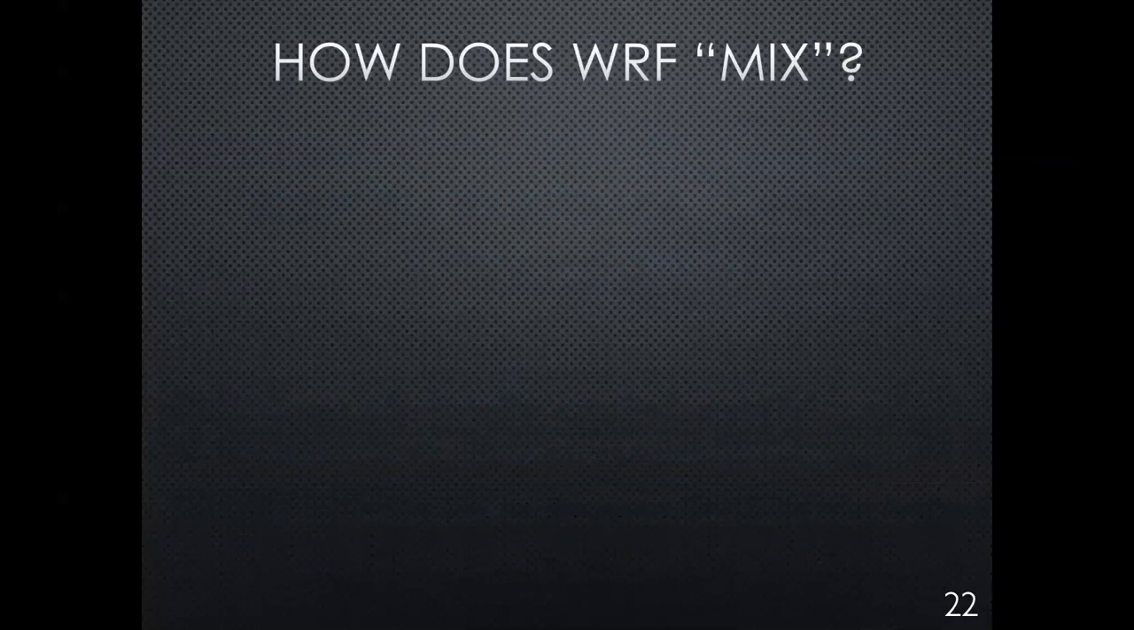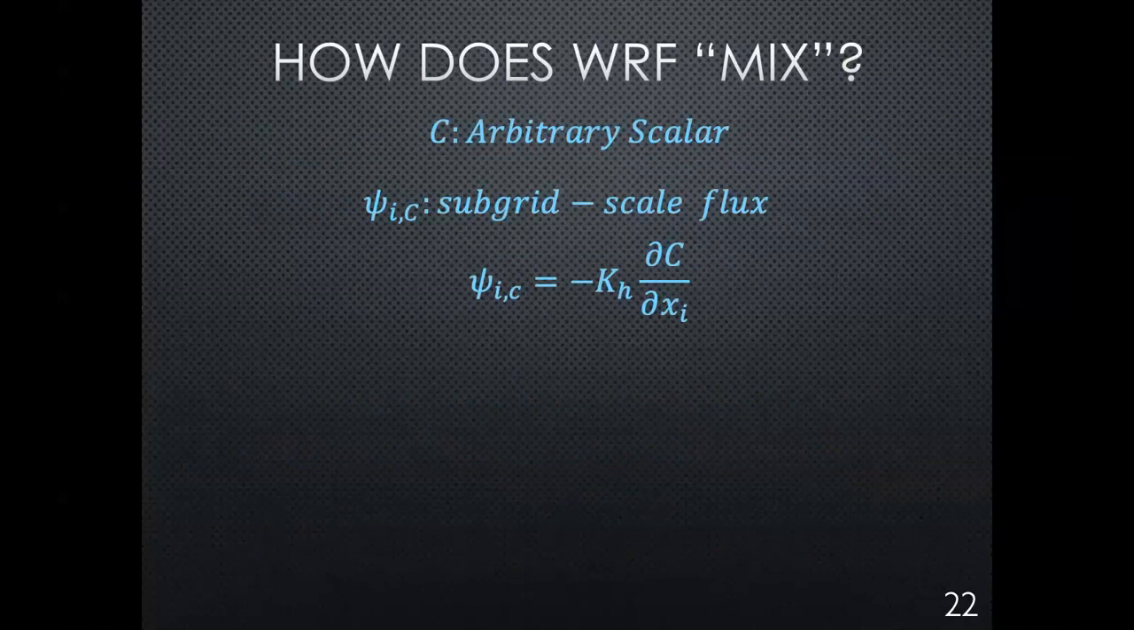So first of all, let's define how WRF mixes. What exactly does this mean in a convection allowing numerical model? If we have just an arbitrary scalar C, then the subgrid scale flux of that scalar within a single dimension given by that subscript i is represented here as the product of an eddy viscosity coefficient, K sub h, and the horizontal gradient of that scalar within a given dimension.